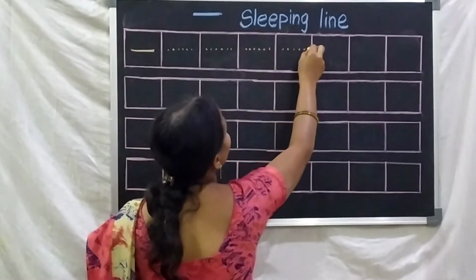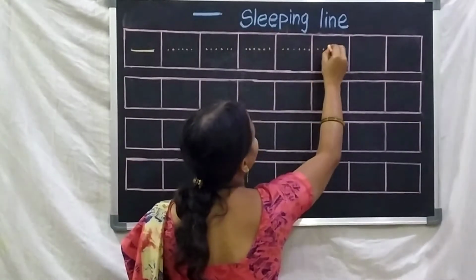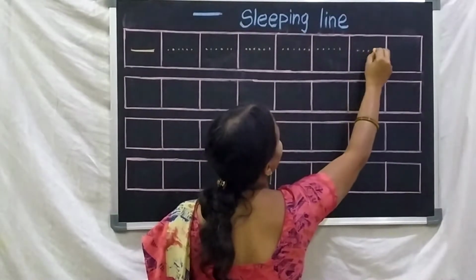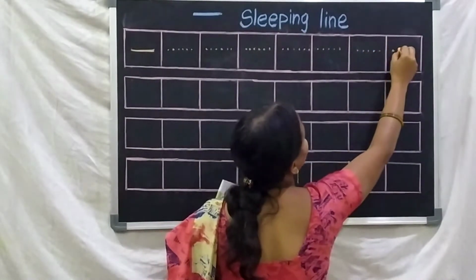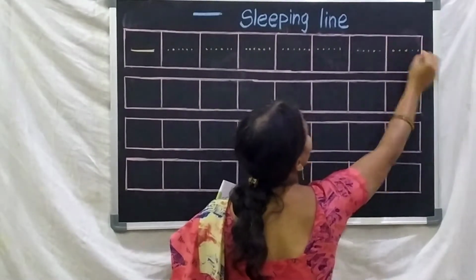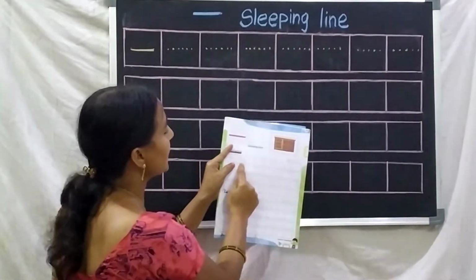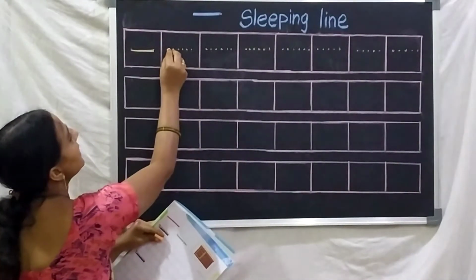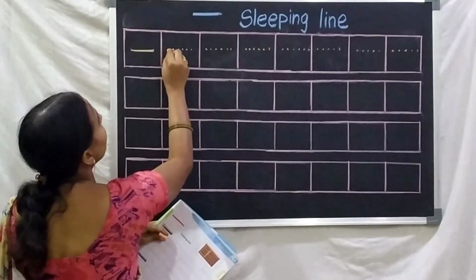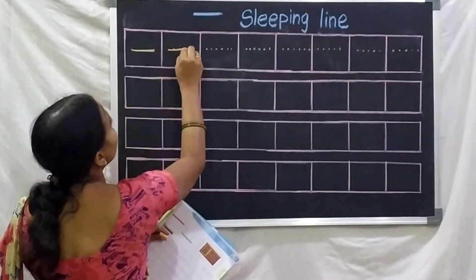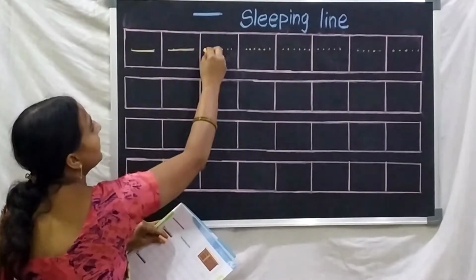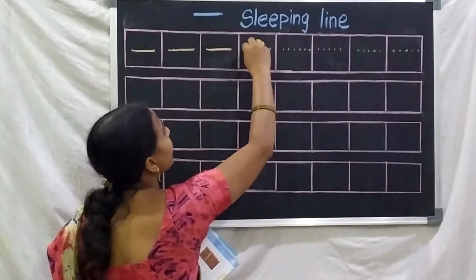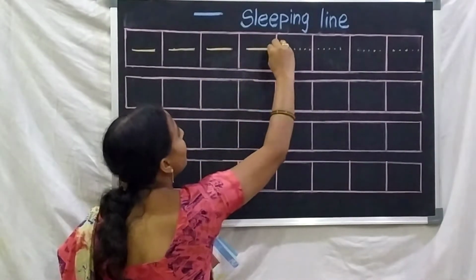See what we should do. Look here, children. Sleeping line. Everybody do slate practice first. Afterwards, write in the book. See, the same dots we are seeing here. Put your pencil in the first dot and go side. Join all the dots. Sleeping line. Read and write. Join the dots. Join the dots properly.